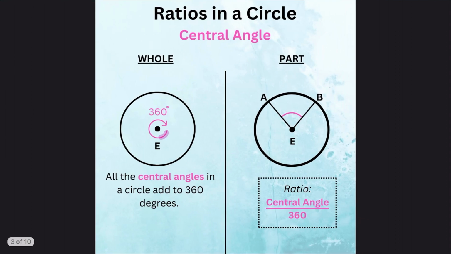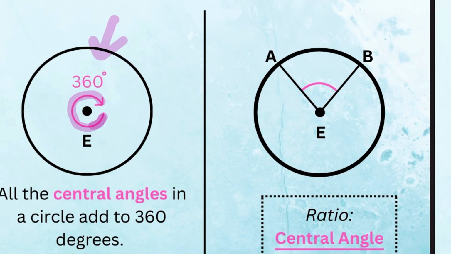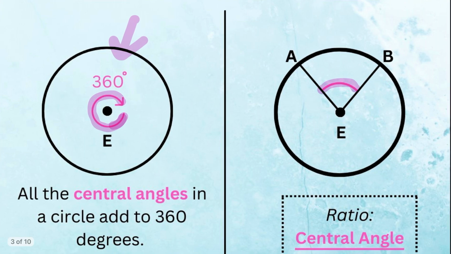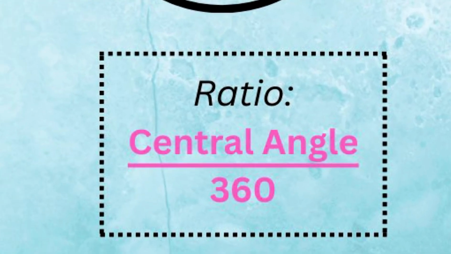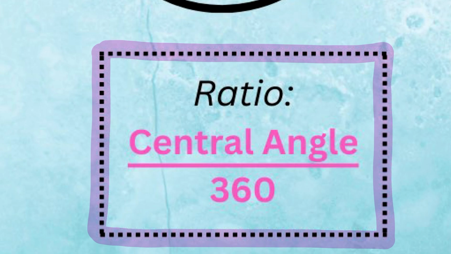So the first one I'm going to refer to is the central angle. All the central angles in a circle add up to 360 degrees. That's what this image is meant to depict. So all the central angles in a whole circle will always add to 360 degrees. That means this is just a small part of that, whatever portion that is out of the whole of 360 degrees, which is why we write this ratio this way. Central angle out of 360 degrees is one ratio of a circle.